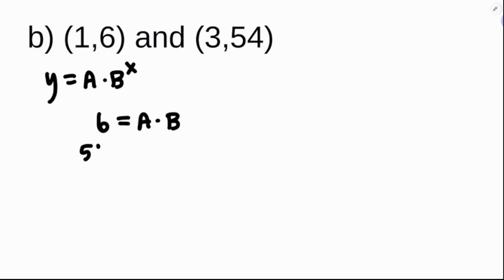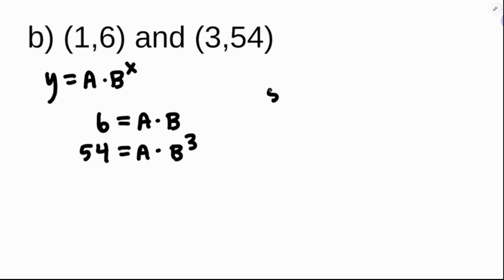So next one here, I'm going to do this one by setting up a system. I think that's the most dependable way and very algebraic. And so I'm going to say, all right, using x equals 1 and y equals 6, 6 equals a times b to the first power. And then (3, 54) means 54 equals a times b to the third. And then I'm going to divide the second equation by the first.